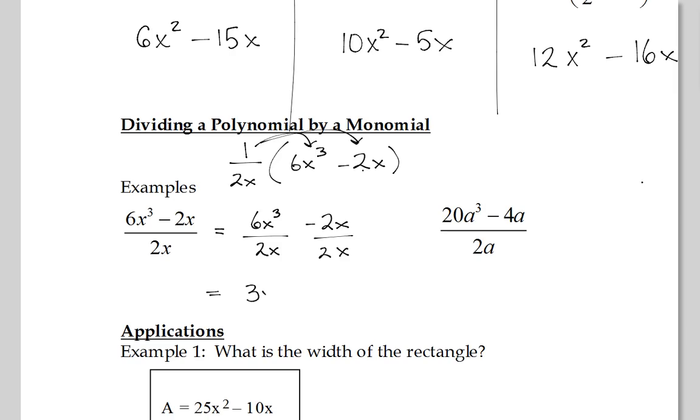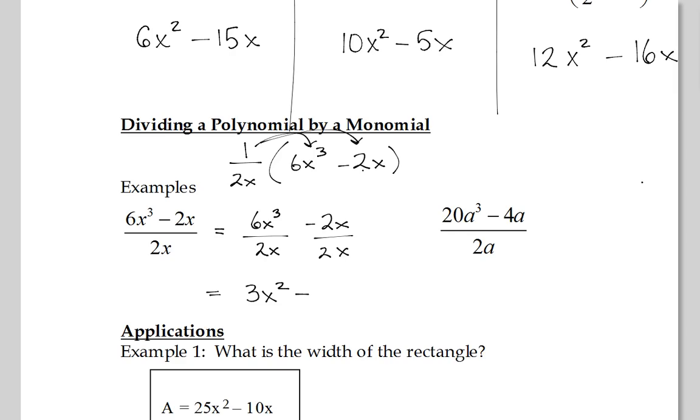Okay, you get 3x squared minus... Let's just keep it simple. Slow it down. Why do I have 3x squared? 6 divided by 2 is 3. And then x cubed divided by x makes x squared.